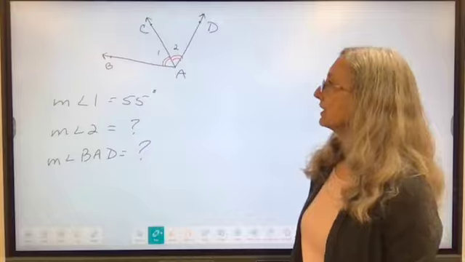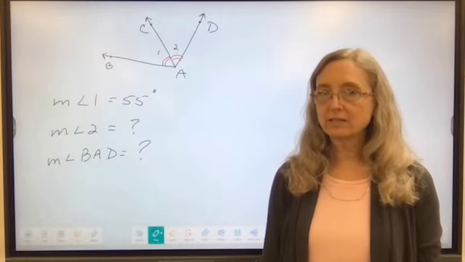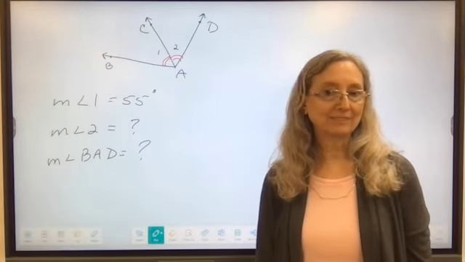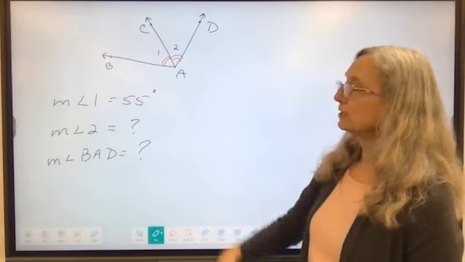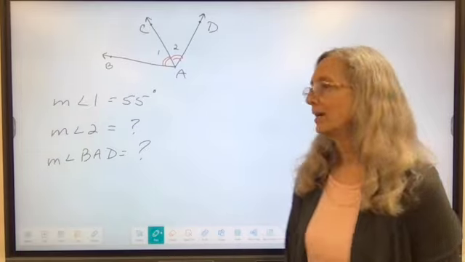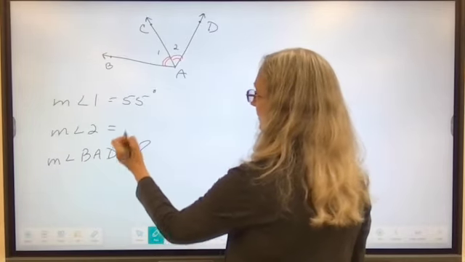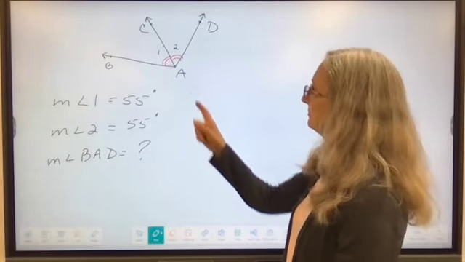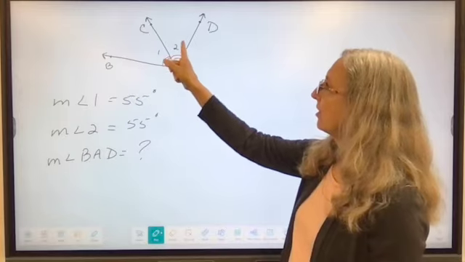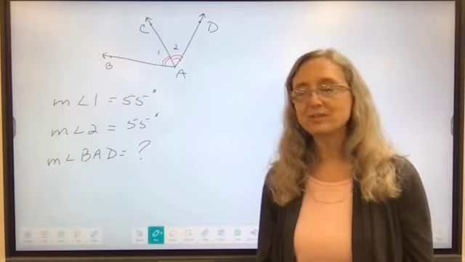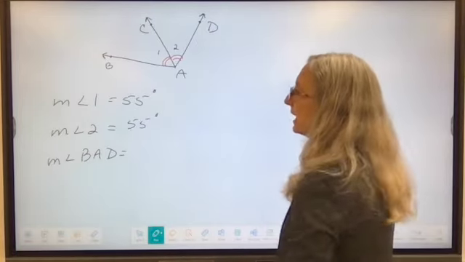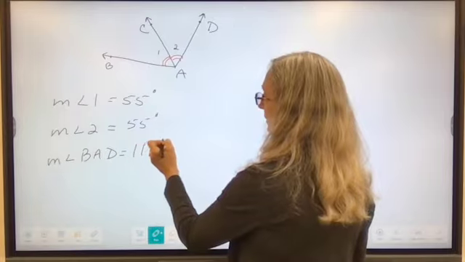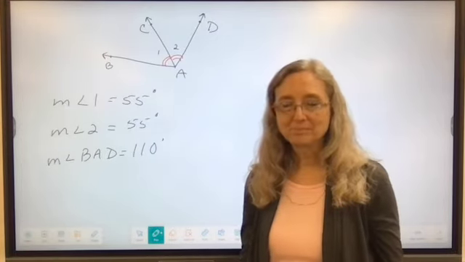This tells us that the measure of angle 1 is 55 degrees. Based on that, what is the measure of angle 2 and what is the measure of angle BAD? Since the diagram says angle 1 is equal to angle 2, then if angle 1 is 55 degrees, guess what angle 2 has to be? Also 55 degrees. Angle BAD is angle 1 and 2 added together, so to find the measure of angle BAD, I just need to add 55 plus 55, so its measure should be 110 degrees. That's how you do it.